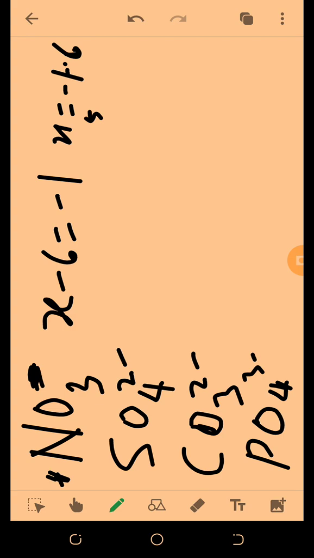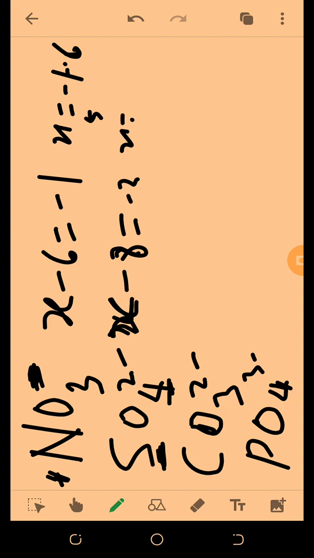That's how we get trioxonitrate 5. Then for this, we have to calculate for sulfur. Our sulfur becomes X. And we have 4 oxygens. That will be 4 times -2, because each oxygen is -2. That will be X minus 8, which is 4 times -2, that's -8, equals -2. That will be X equals -2 plus 8. That will give us 6.